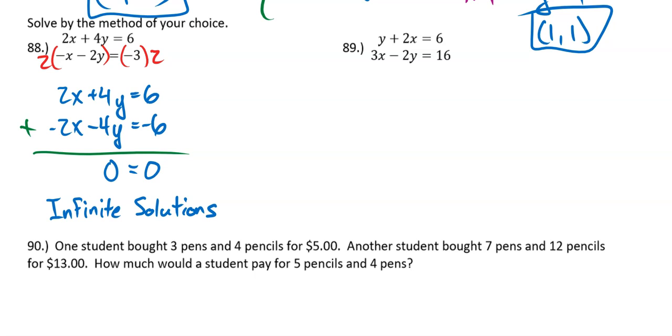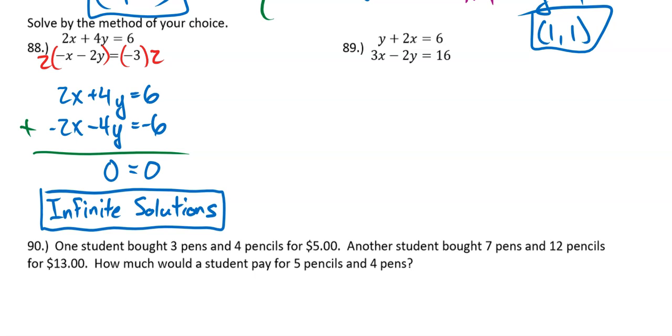Remember, our special cases are when you get a true statement, it's infinite solutions. If I had a false statement here, if all the variables canceled and I got like 0 equals 10, then it would be no solution. Basically, this is showing us that this is the same line twice. It's the same equation twice. So all of their ordered pairs they have in common. So there's an infinite number of very specific solutions.